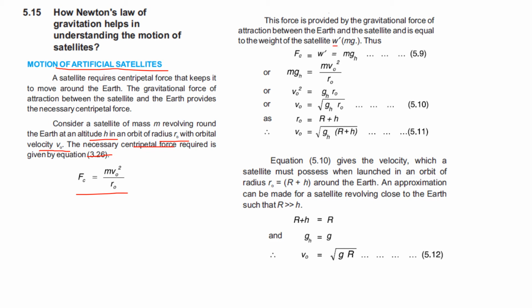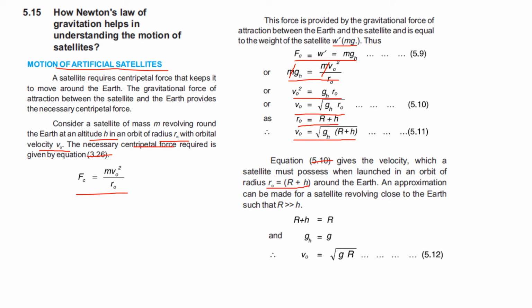W is equal to m g. Thus Fc is equal to W is equal to m g_h. So if we compare this equation, we will get m g_h is equal to m v0 squared by r0. M will be cancelled out with this m, and we will get v0 squared is equal to g_h r0. So v0 is equal to under root g_h r0. r0 is equal to r plus h. v0 is equal to under root g_h into (r plus h). So the above equation gives the velocity which a satellite must possess when launched in an orbit of radius r0 equal to r plus h around the earth.